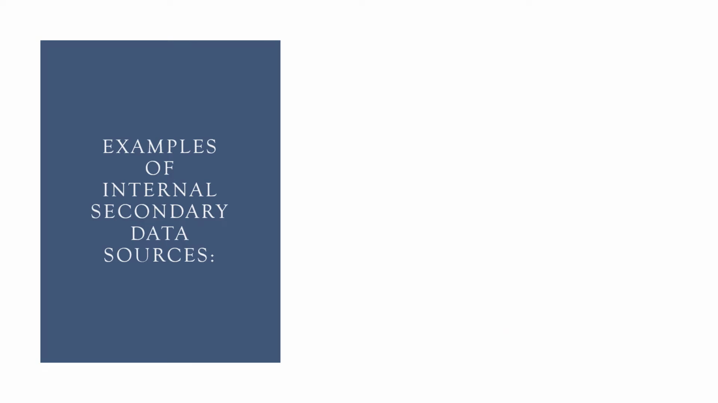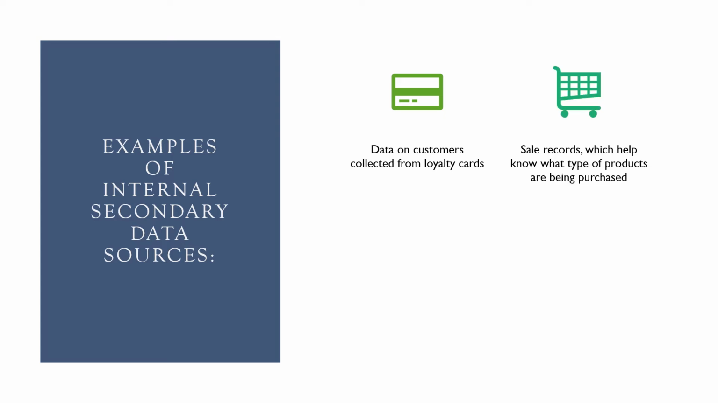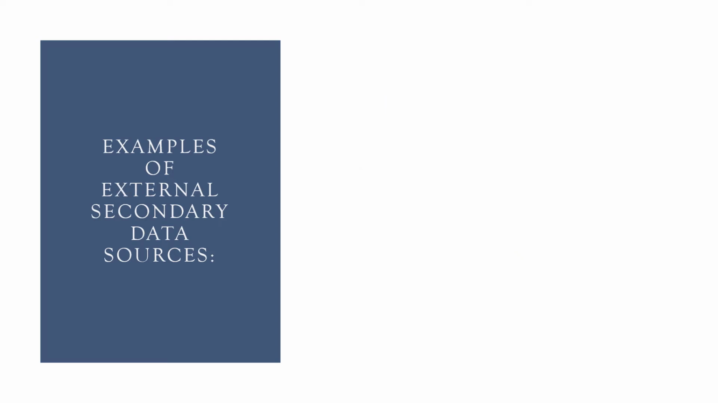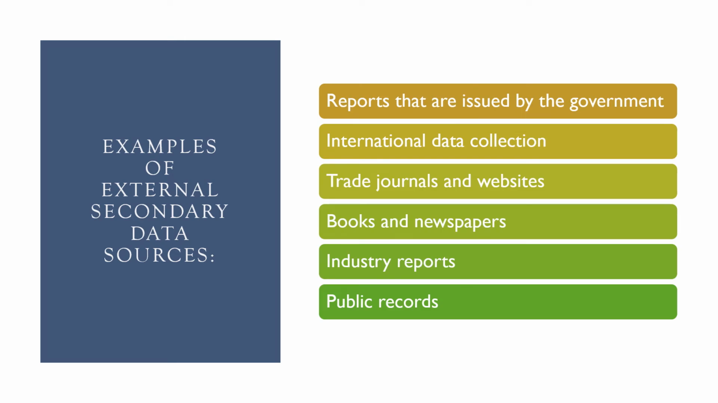Examples of internal secondary data sources: data on customers collected from loyalty cards, sale records which help know what type of products are being purchased, and previous market research. Now, examples of external secondary data sources are reports that are issued by the government, international data collection, trade journals and websites, books and newspapers, industry reports, and public records.